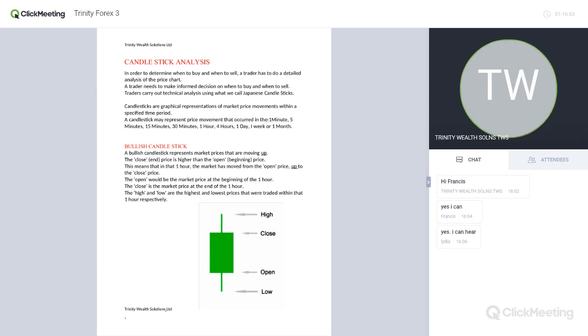Let me just pick something to show. So it opened here, so the bears pushed it down.